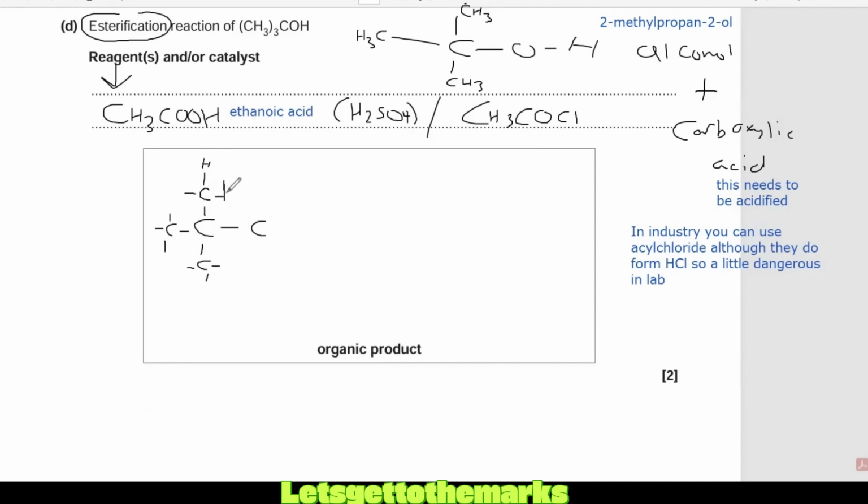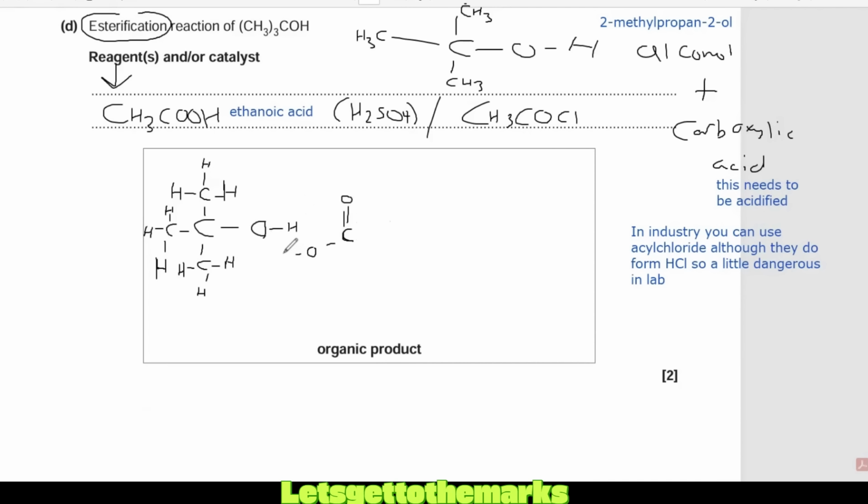So I'm drawing out the displayed formula of what we're starting with. With esterification, you're just adding something on, aren't you? You suppose you're removing the water as well, condensation reaction. But you've got the OH bond going on here. Now, what we're going to do, I'm going to draw the carboxylic acid out.